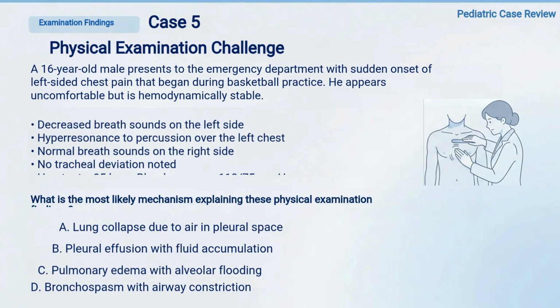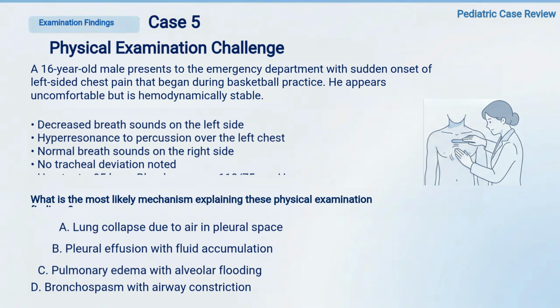Case 5. A 16-year-old male presents to the emergency department with sudden onset of left-sided chest pain that began during basketball practice. He appears uncomfortable but is hemodynamically stable. Examination findings include decreased breath sounds on the left side, hyperresonance to percussion over the left chest, normal breath sounds on the right side, no tracheal deviation noted, heart rate 95 beats per minute, and blood pressure 118 over 75 millimeters of mercury. What is the most likely mechanism explaining these physical examination findings?